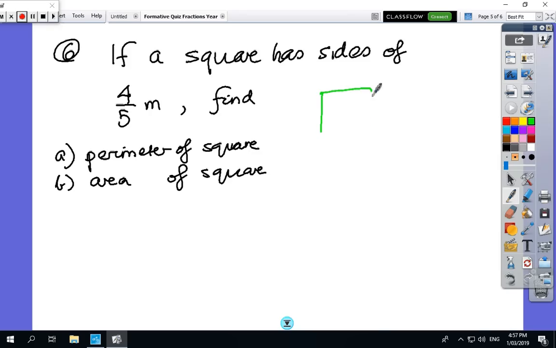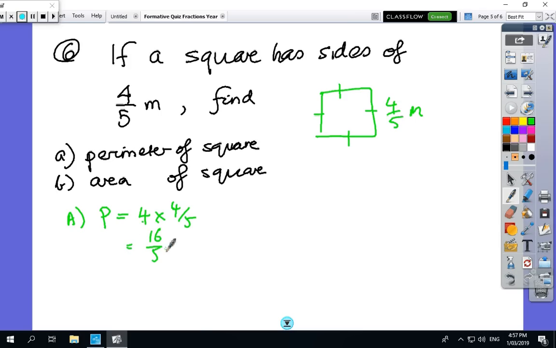So square, all sides are equal, and it's 4/5 of a metre inside. So have a go. When you're ready, come back. Okay, so the perimeter equals the length around the outside, so it's 4 times 4/5, and 4 times 4 equals 16 over 5, so that's the answer. Or you could have 3 and 1/5 metres, so that's the perimeter.